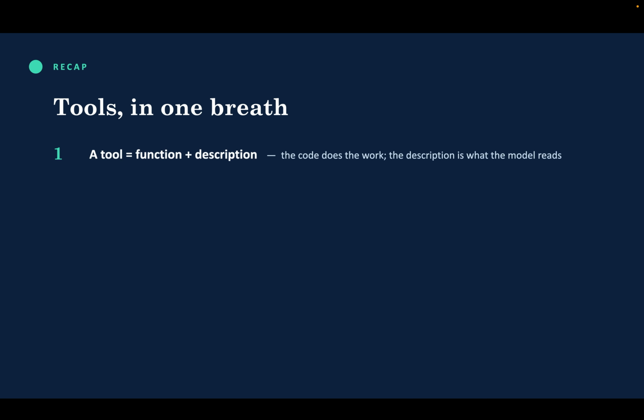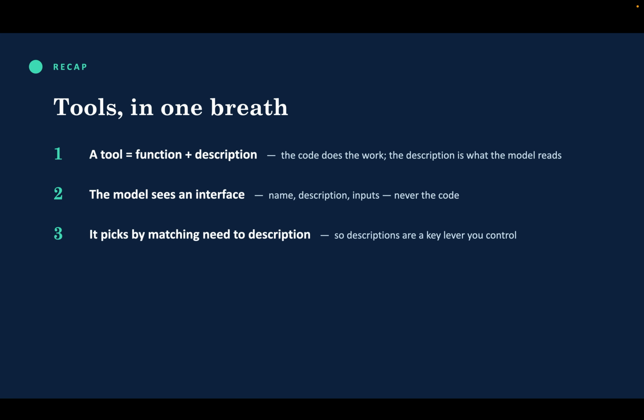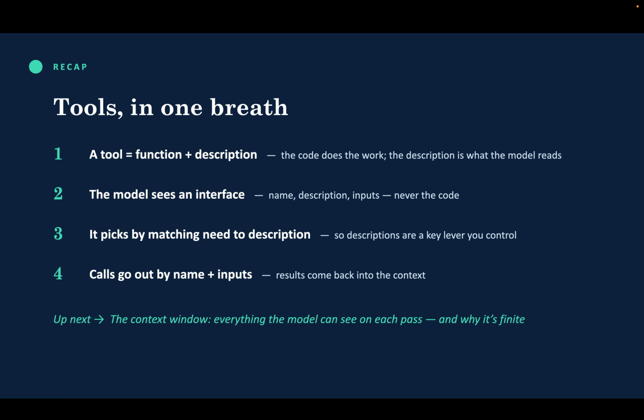So what are tools in one breath? A tool is a function plus a description. The model sees it as an interface. It picks by matching the description, and calls out by name and inputs. That's all. In the next video we'll try to cover everything a model can see in each pass, and why it is finite information.